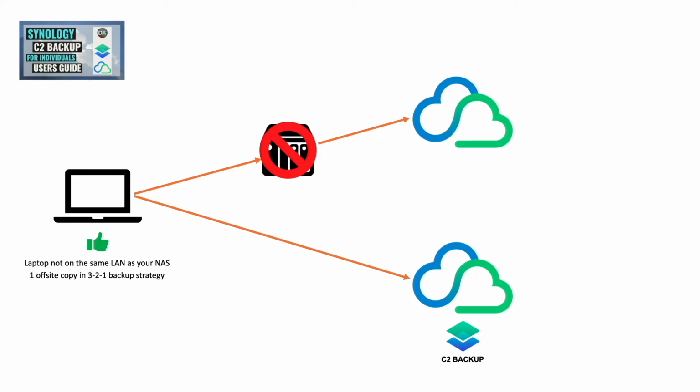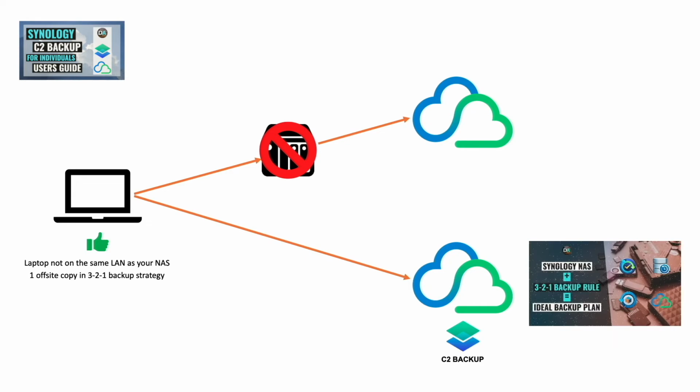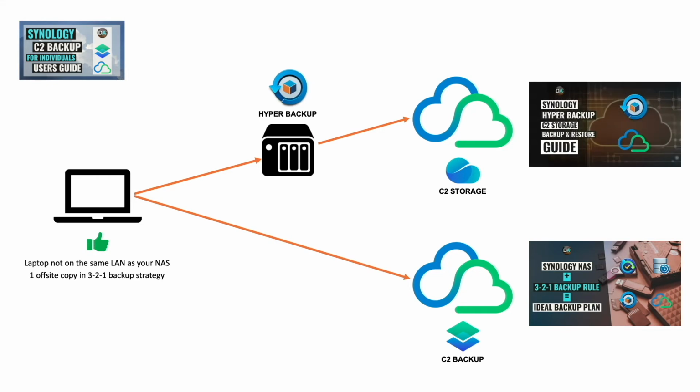For details on the 3-2-1 backup strategy using Synology's various tools and services, check out this video listed here on screen, which I'll link to in the description below. Also, if you are interested in backing up the data on your Synology NAS to the C2 cloud, you could do so by using Hyper Backup and C2 Storage, which I covered in this video listed here on screen, which I'll also link to in the description below.